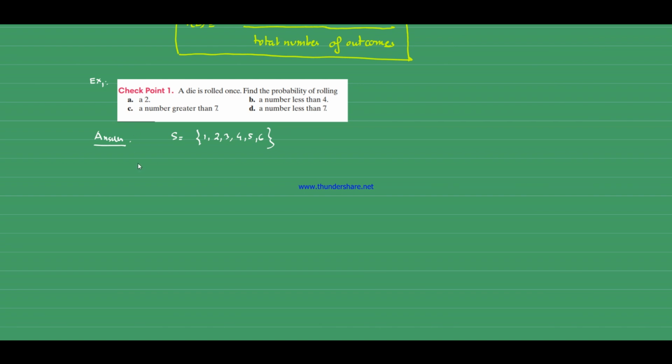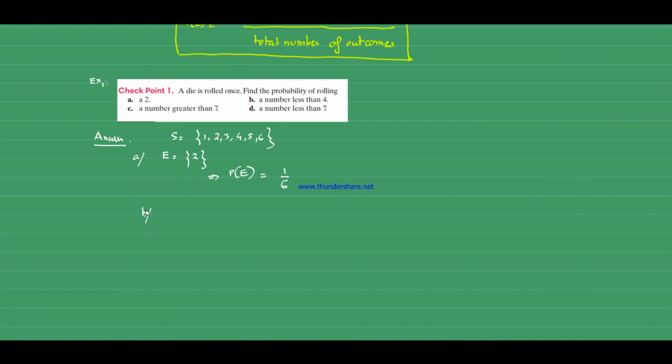Now question A asks you to find the probability of getting the number 2. The event here is a subset of the sample space. In this case, the event is 2. We know the total, the sample space, and we know the elements in the event, so we can find the probability. There's only one element in the event set, however there are 6 elements in the sample space set. So we get 1 over 6.